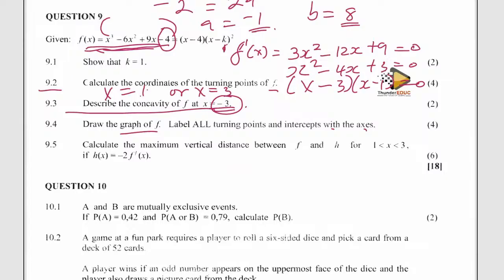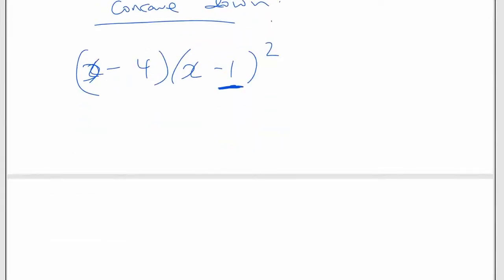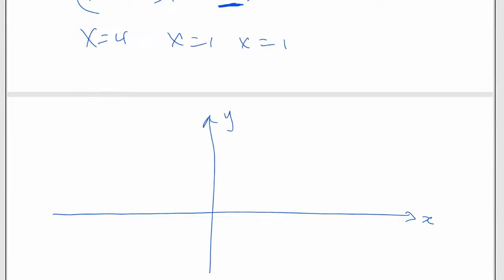Okay, so from what we have, we know that we have x minus 4 and x minus 1 squared. So x minus 4 and then x minus 1 squared, meaning that this bracket is a turning point, but it is also an intercept, because we have x as 4 and x as 1, with x as 1 being the intercepts. Okay, so I'll have my x-axis there. Then I could have this as my y. So the intercepts, we have a 4 and a 1.